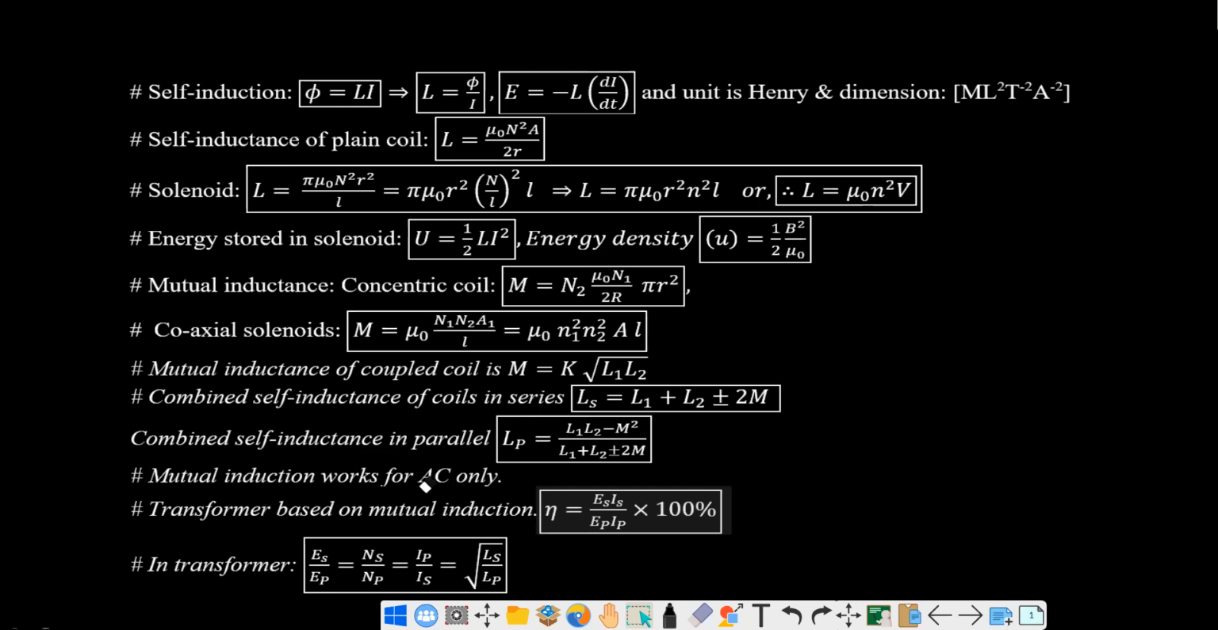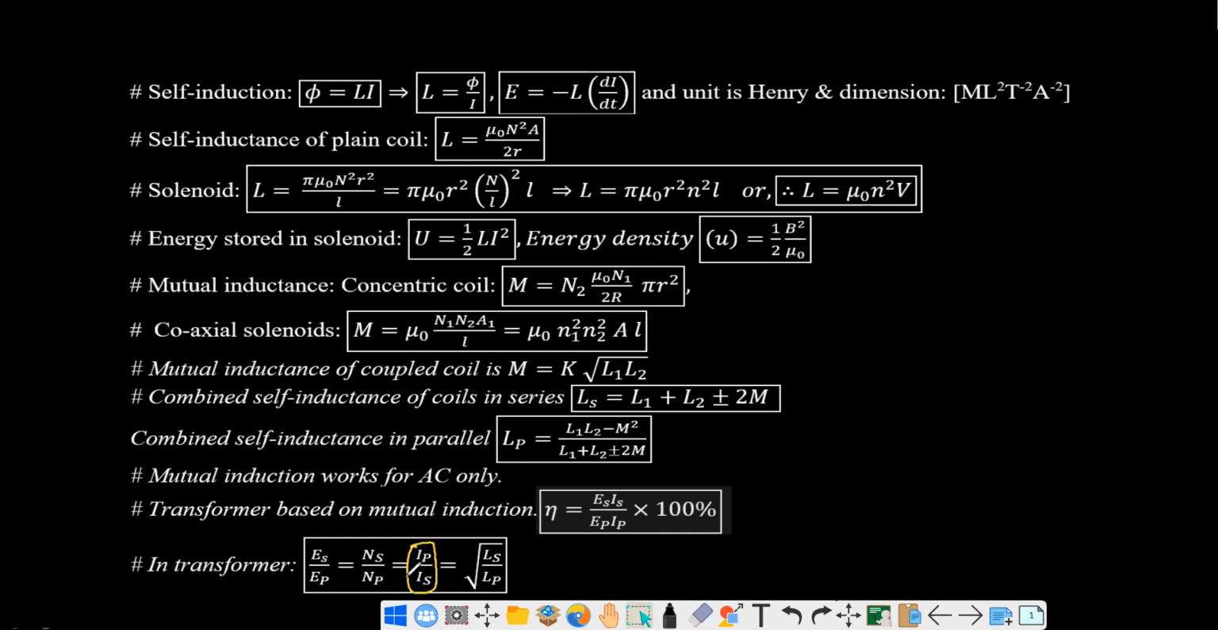Mutual induction works for AC only. That's known because self-inductance as well as mutual inductance, or the phenomenon of induction, are applicable only for non-uniform current. Okay, so the transformer is based on mutual induction and efficiency can be calculated this way. In a transformer, we can use this kind of mathematical relation: power or voltage will be in a direct way to the number of turns, but in an indirect way to current.